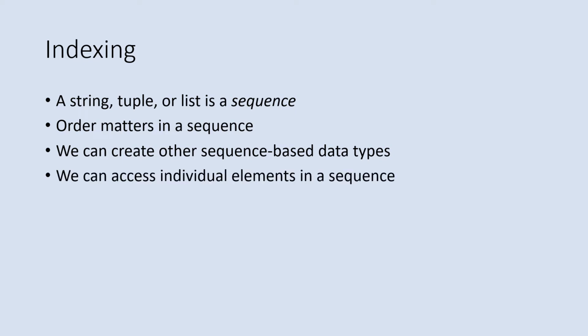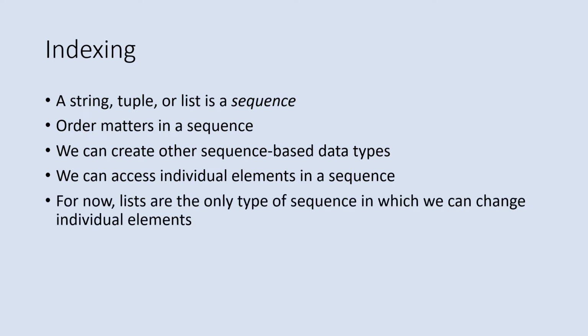In a sequence, we can access the individual elements. And so we've seen that with the bracket notation, the square bracket, to be able to access the individual elements. And then in some sequences, particularly right now, lists, we can not only access the elements, but we can change the individual elements. Now, an integer, for example, is not an example of a sequence in Python.